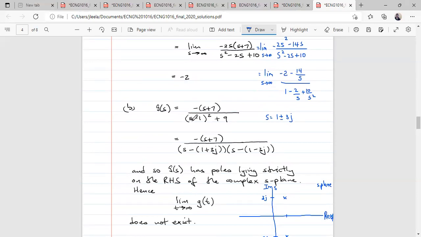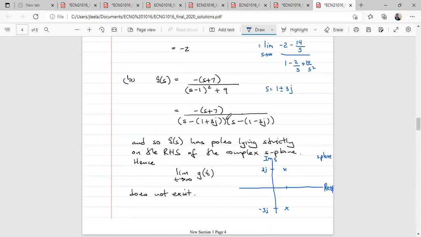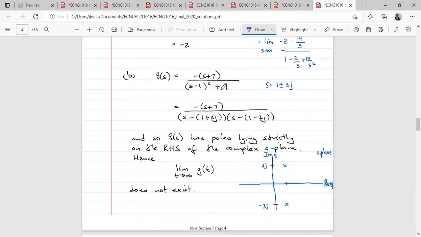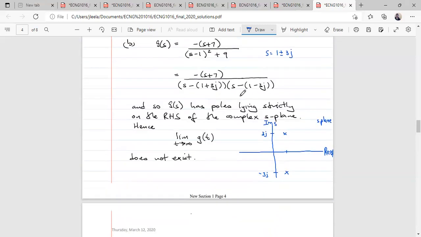S plus 7 over (S minus 1) squared plus 9, right? Because if you factorize this first part here, you'll get S minus 1 plus 1, and then you add 9 here. So therefore, in the denominator your poles will be 1 plus 3j and 1 minus 3j, right? So if you look at that, what's going on here?